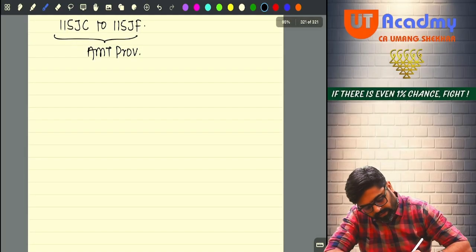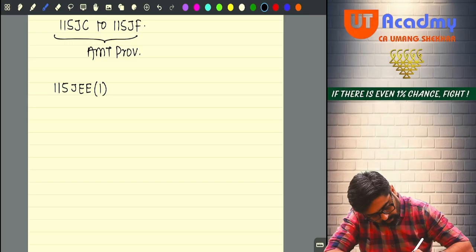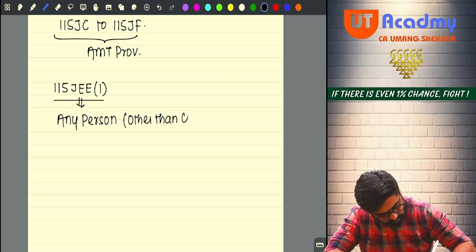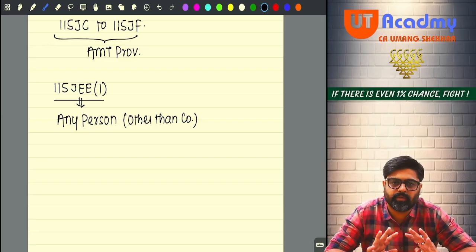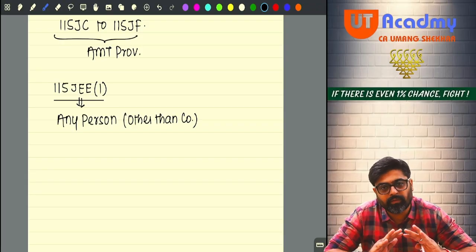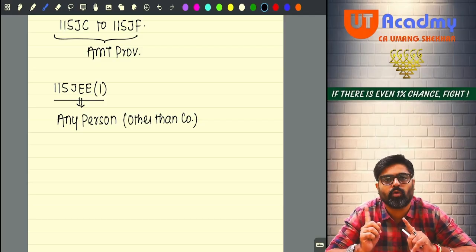See, there is one section, 115JEE, subsection 1, which talks about any person but other than a company. So for companies, AMT provisions are not applicable. Why? Because for companies, MAT provisions are applicable. AMT not applicable, MAT applicable. MAT, minimum alternate tax. So if the company is already made liable to pay minimum alternate tax, hence the companies are not made liable to pay alternate minimum tax.